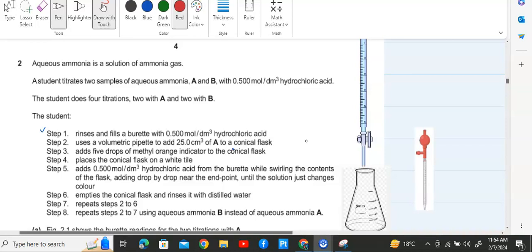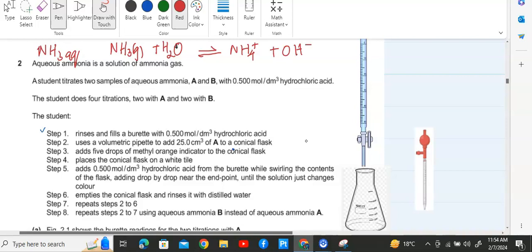Today we are going to solve this titration. It has been taken from May-June 2023, 507042. Aqueous ammonia is a solution of ammonia gas. As you know, you are familiar with it. NH3 aqueous means a solution of ammonia gas in water, and when they react, they add to each other and make ammonium ion and hydroxide ion. That is why we call them alkali, because it provides hydroxide ion.